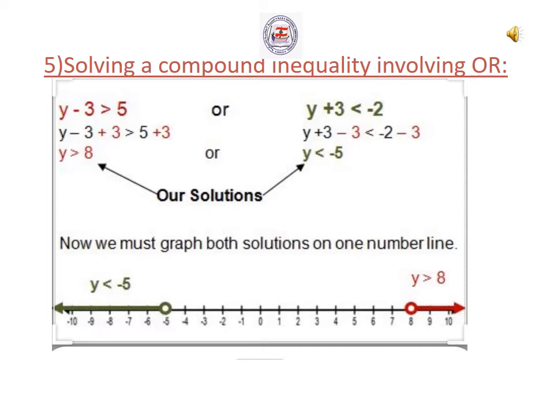Now we must graph both solutions on one number line. For y < -5, we use an open circle at -5, then we draw an arrow going to the left to represent all real numbers that are less than -5. For y > 8, we use an open circle at 8, and we draw an arrow going to the right to represent all real numbers that are greater than 8.